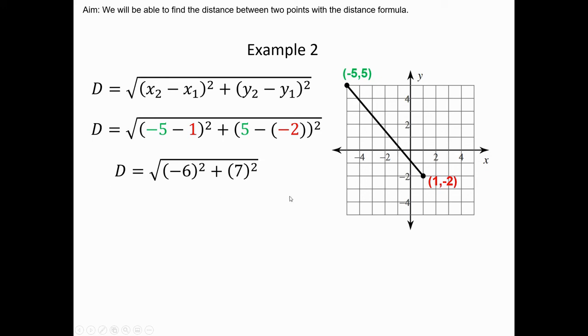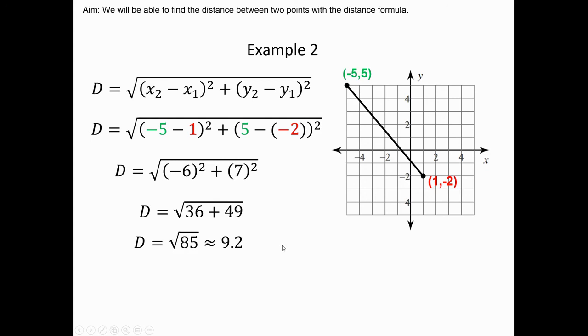So now I'm going to simplify this even further. -6 squared, that's going to be 36. And 7 squared is going to be 49. Let's add these up. 36 plus 49 is 85. And the square root of 85 ends up just being around 9.2.